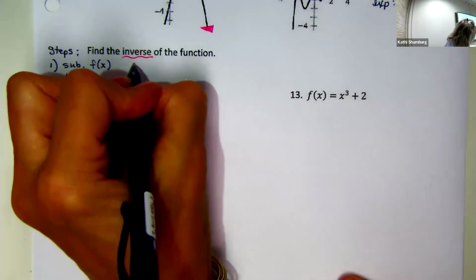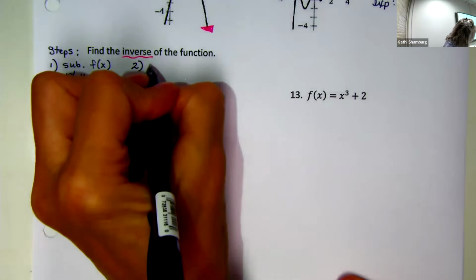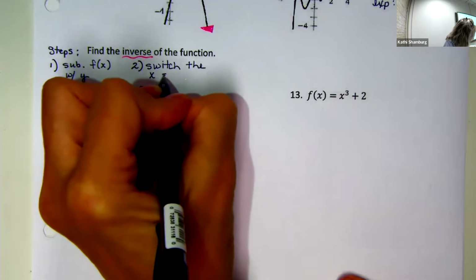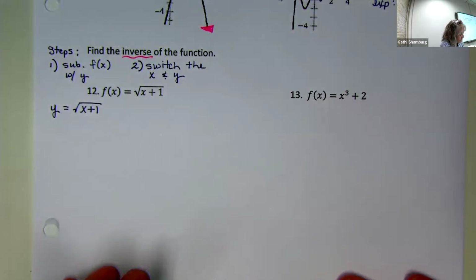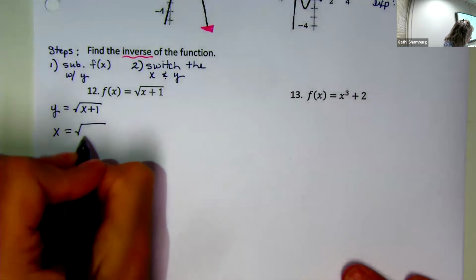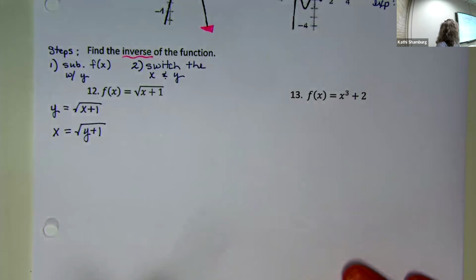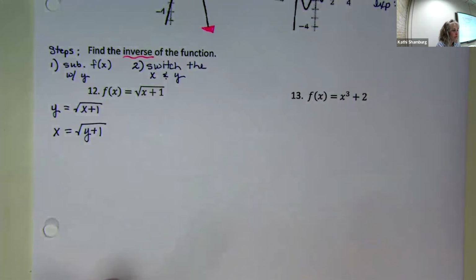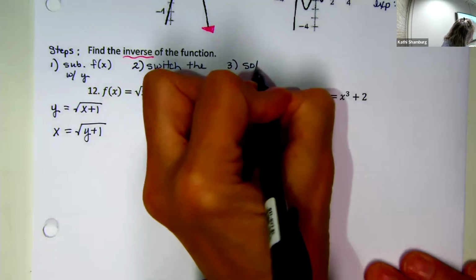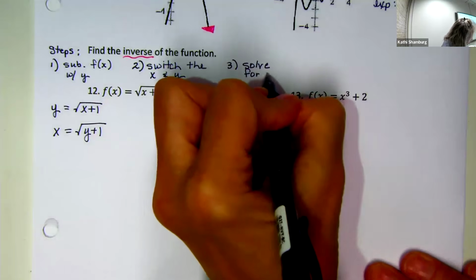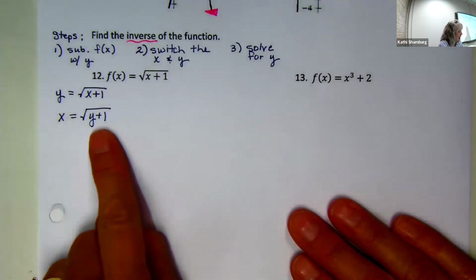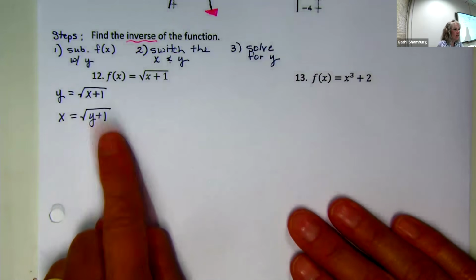All right, step 2, switch the X and Y. So I'm just going to switch them. So now this is going to say X equals the square root of Y plus 1. All right, step 3, solve for Y. All right, so now I have my X that's all by itself. Now I want to solve it for Y.